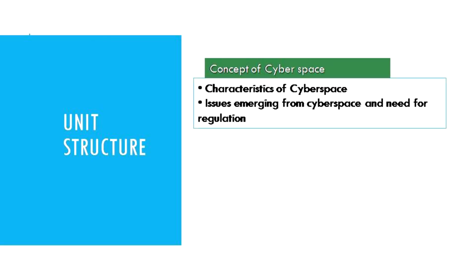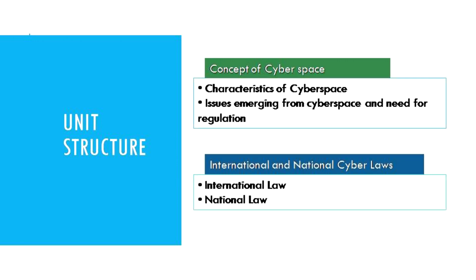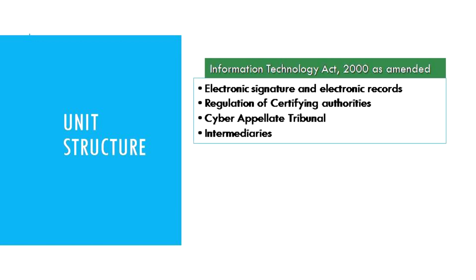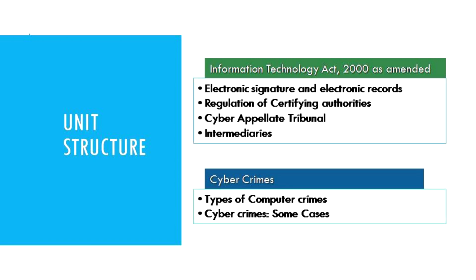The structure of this unit is that we shall talk about the concept of cyberspace, characteristics, issues emerging from cyberspace and the needs for regulations, international and national laws about cyberspace, that is known as the cyber laws. Then the Information Technology Act of 2000, which is the Indian cyber law, in which we shall discuss the electronic signature and electronic records, regulations, certifying authorities, cyber appellate tribunal, and even the intermediaries. We shall wind up with a discussion on cyber crimes, where we'll talk of the types of cyber crimes, and some of the cases in the courts, how they dealt with them.